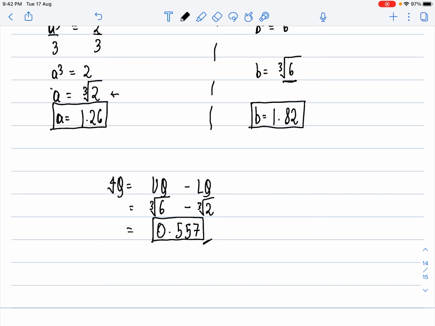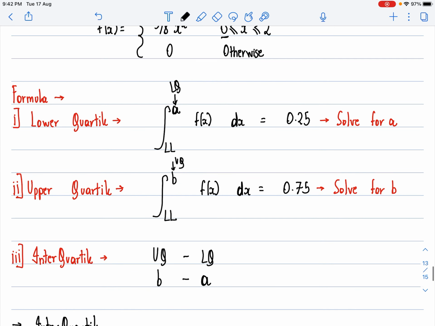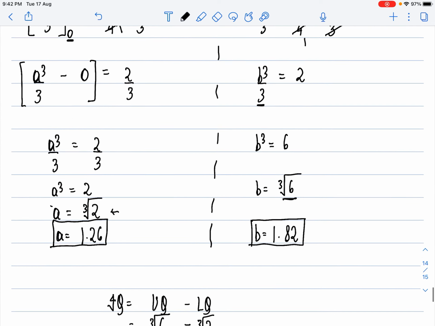This is what you basically need to know. So this is the concept of the lower quartile, upper quartile, and interquartile. It's frequently asked in past papers, so you need to know this. The interquartile is easy, and the upper quartile and lower quartile are very similar to the median, which we had done. So yeah, this is the concept.